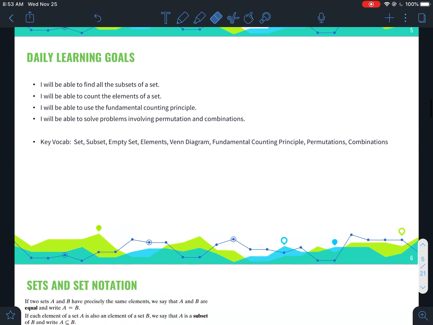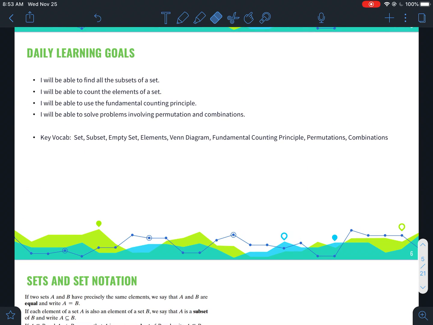So today we're going to talk about the foundations of probability. We're going to begin by talking about sets and subsets, and so we'll get into what a set looks like, what the proper notation is. We'll talk about Venn diagrams and how we can use those to talk about sets. We will talk about the fundamental counting principle and how we can use that to solve some problems that maybe you did in grade school that took you a long time.